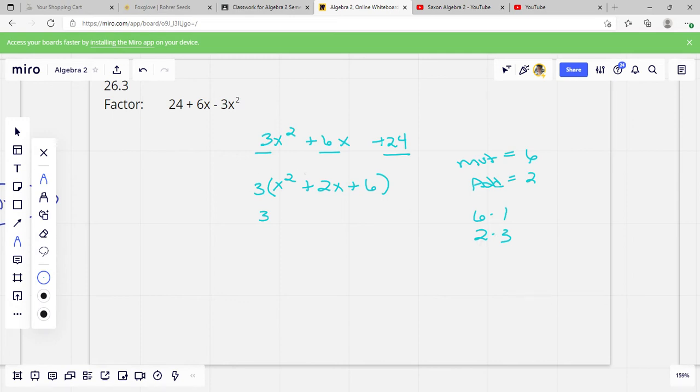Let's see, 3 times, oh, oops, I see where I went wrong. That didn't seem right. 3 times 8 is 24, not 6. There we go. So I need it to equal 8 when I multiply. So my factors of 8 would be 8 and 1, 4 times 2, and that's it.